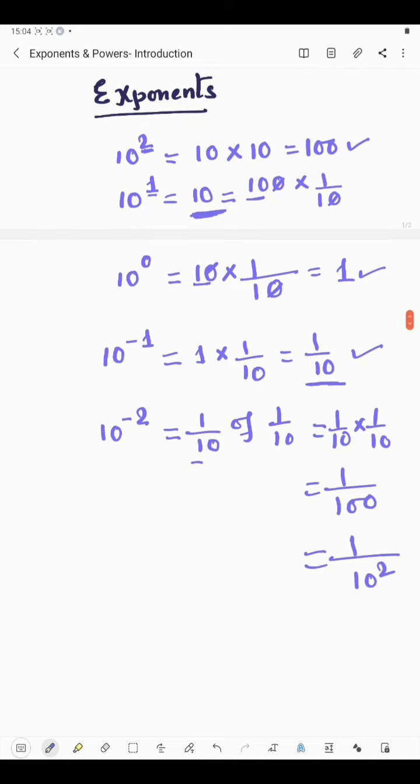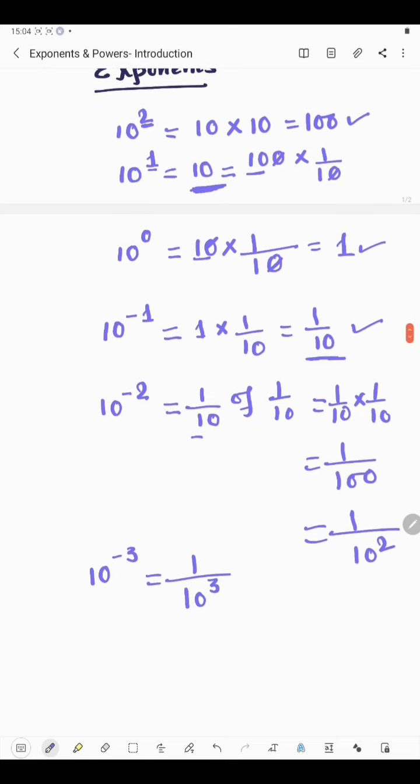Now in this way, when you have to find 10 to the power minus 3, it will become 1 by 10 to the power 3. Okay, so what we have observed here is that to make the power positive, we just write the base, which is 10 here, in reciprocal form.